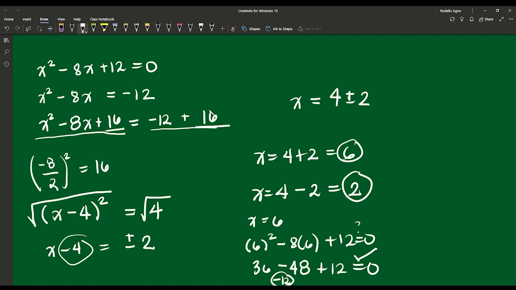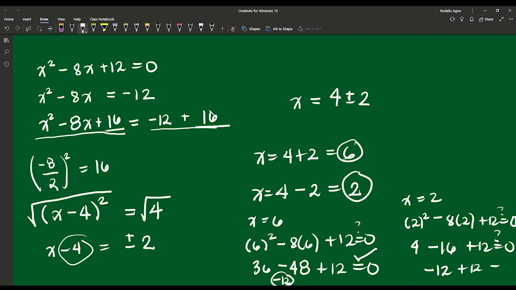And then, you will have, if x is positive 2, meron tayong x squared minus 8 times 2, okay, plus 12. Equal ba sa 0 to? Tingnan natin. So, meron tayong 4, this is 16, negative 16 plus 12. 4 minus 16 is negative 12 plus 12 is equal to 0. So, tama ang ating solution. So, that's solving quadratic equations by completing the square.